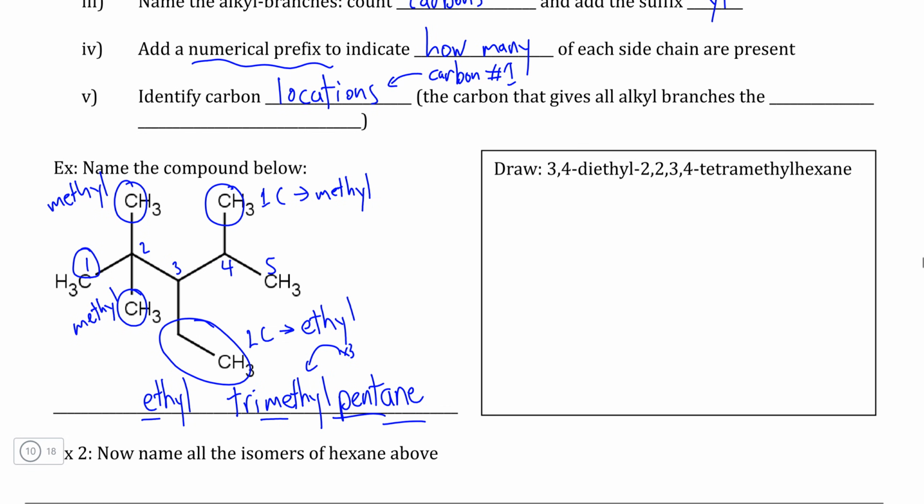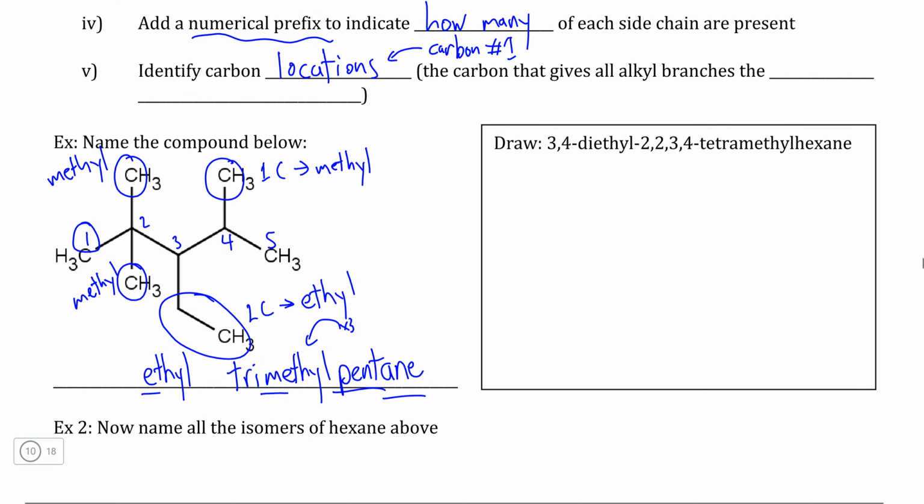But why did I choose to put carbon number 1 on the left-hand side of the molecule? Why didn't I put it on the right-hand side of the molecule? Well, the answer to that actually comes after we have named this molecule here. Now that we've identified where carbon 1 is and the numbers of all of the carbons in the parent chain, we can now identify the locations of each of our side chains.